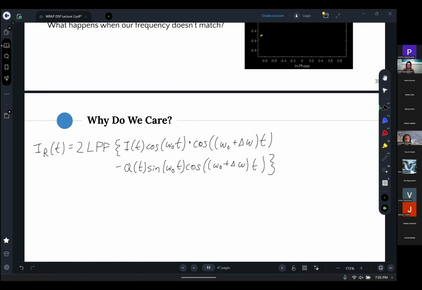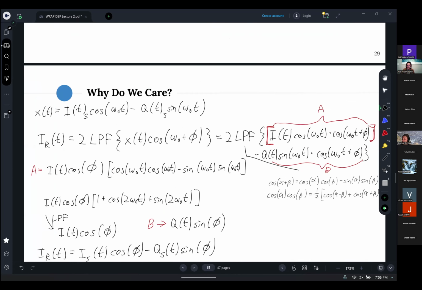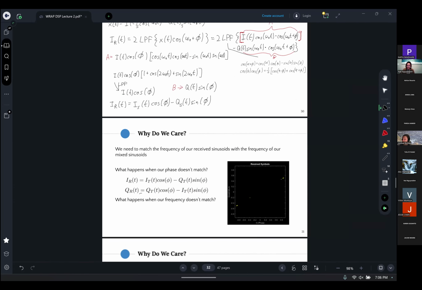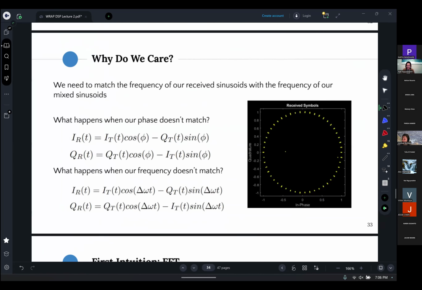So here, the difference is we have a difference of delta omega times t, just the change of frequency. But if we treat that the exact same as phi here, then we're going to get a very similar result. But instead of phi being here, we're just going to get delta omega, the difference in frequencies.